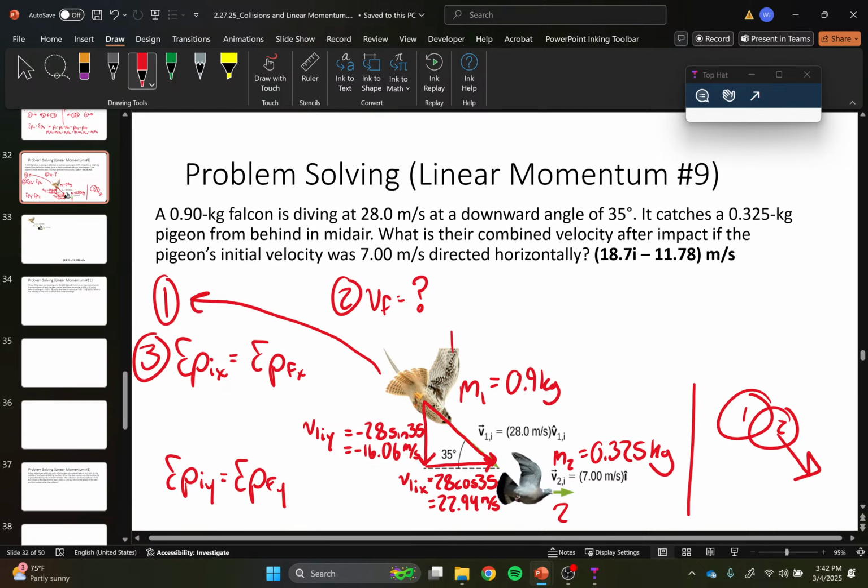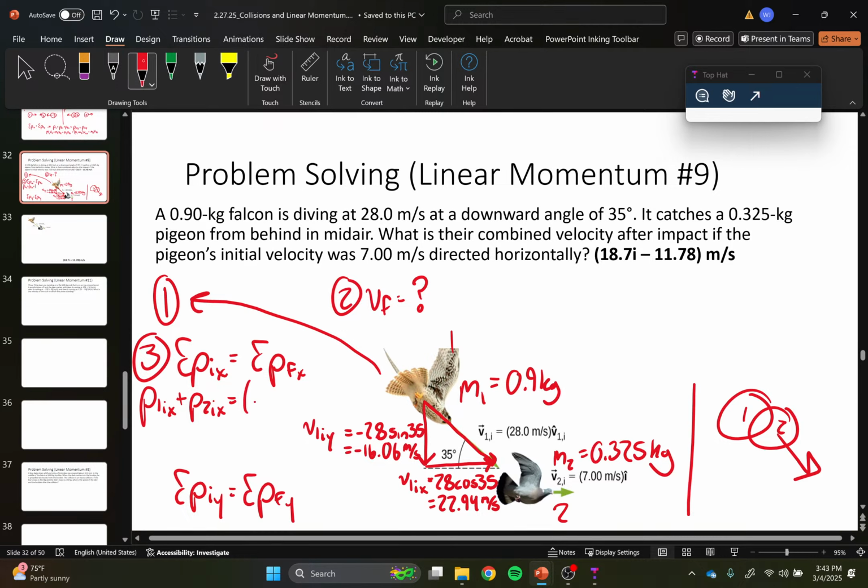So how many objects do I start with? 2. How many objects do I end with? 1. That is true of both of these cases. So space gets a little premium here. I'll write this one out. So mass 1 times V1 initial here. I'll write it in 2 steps. P1 initial x plus P2 initial x. 2 objects. Each have their own x component.